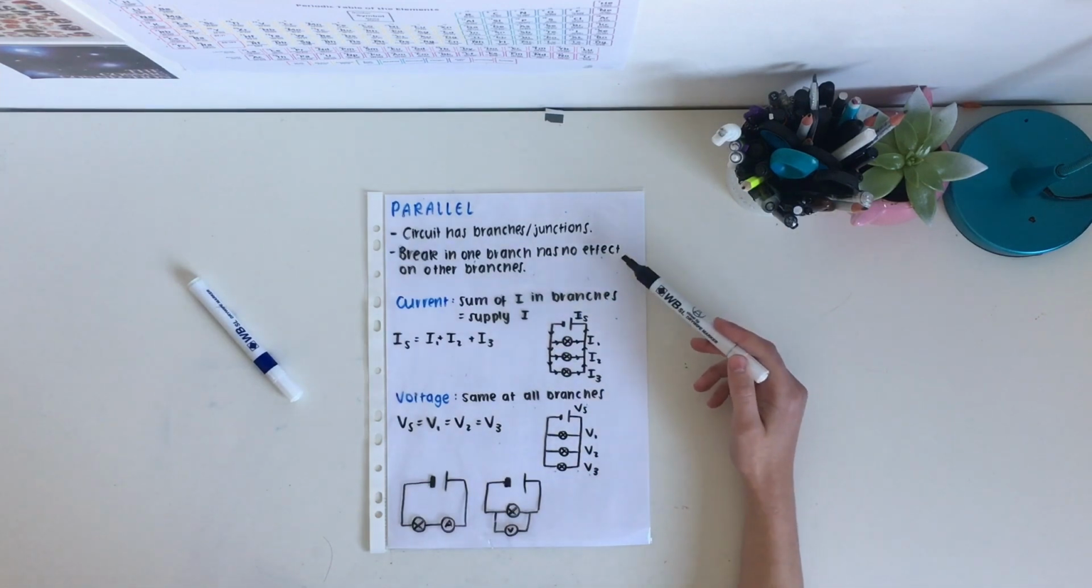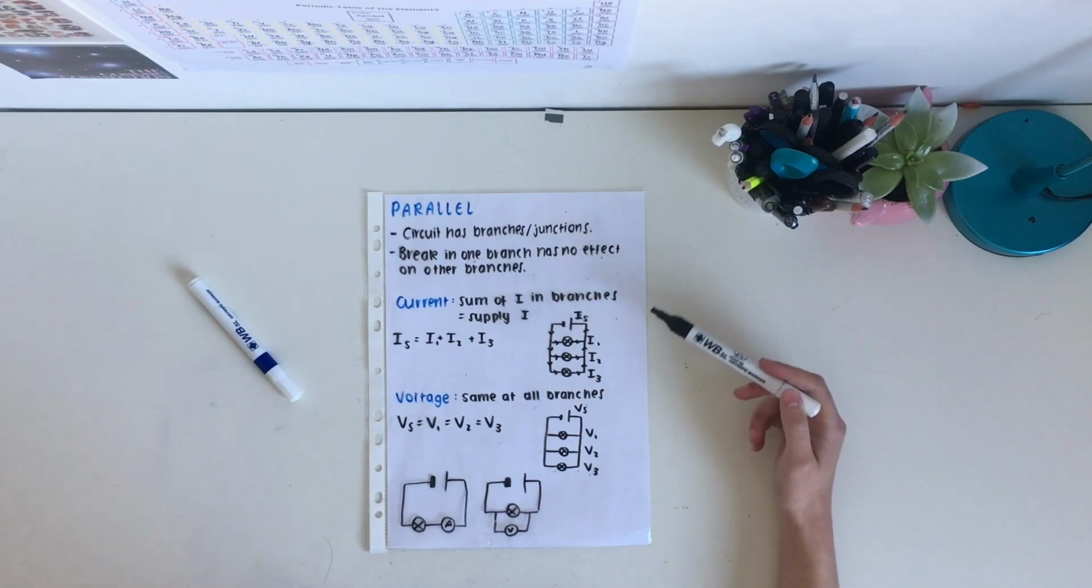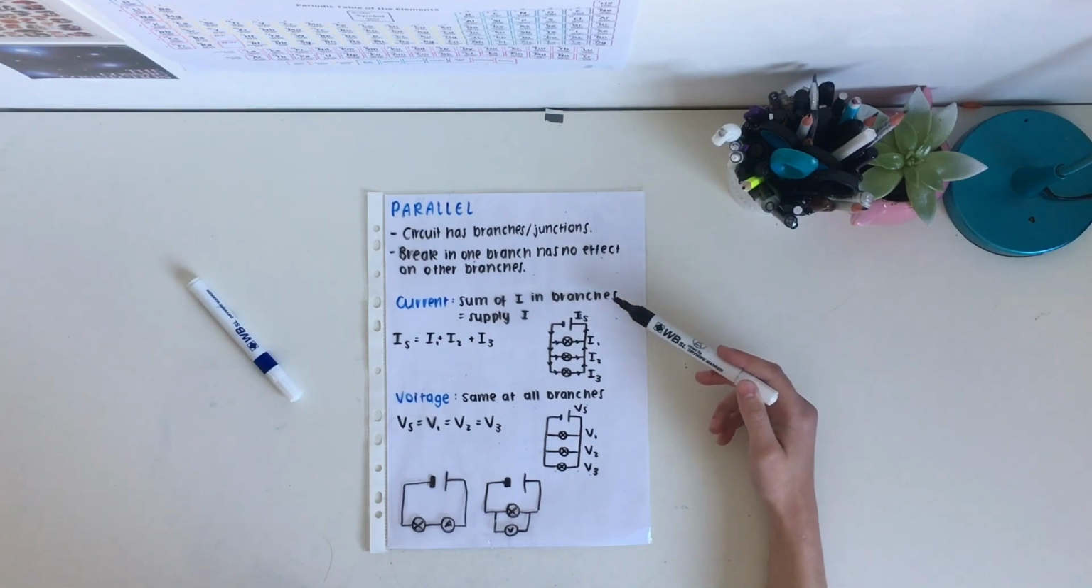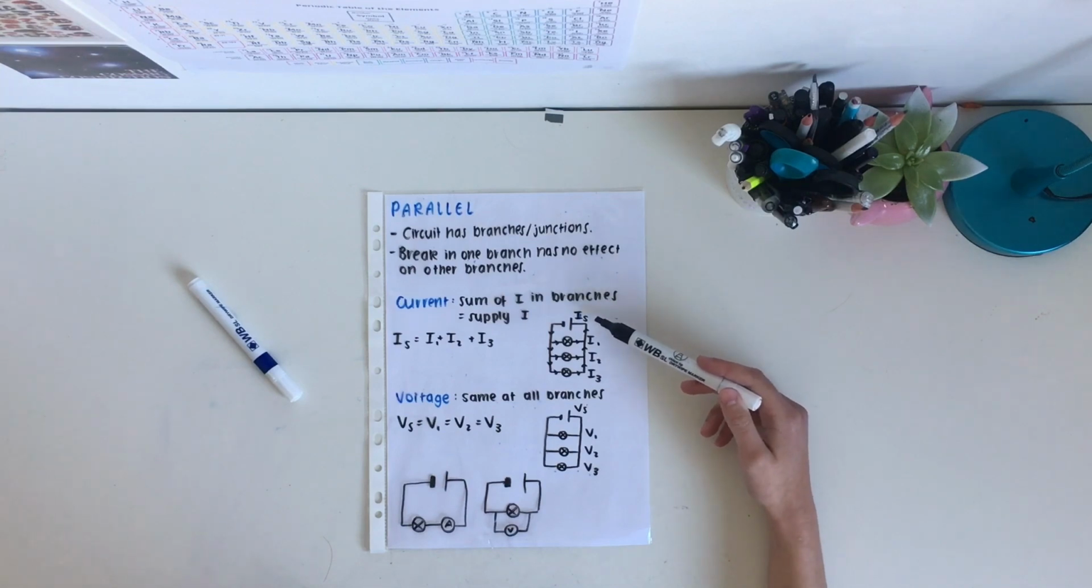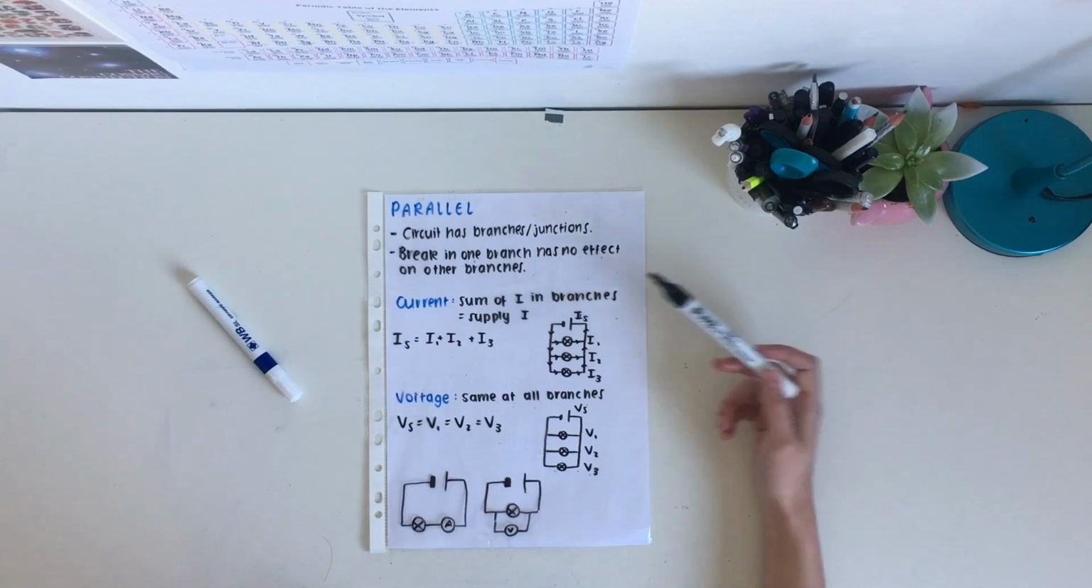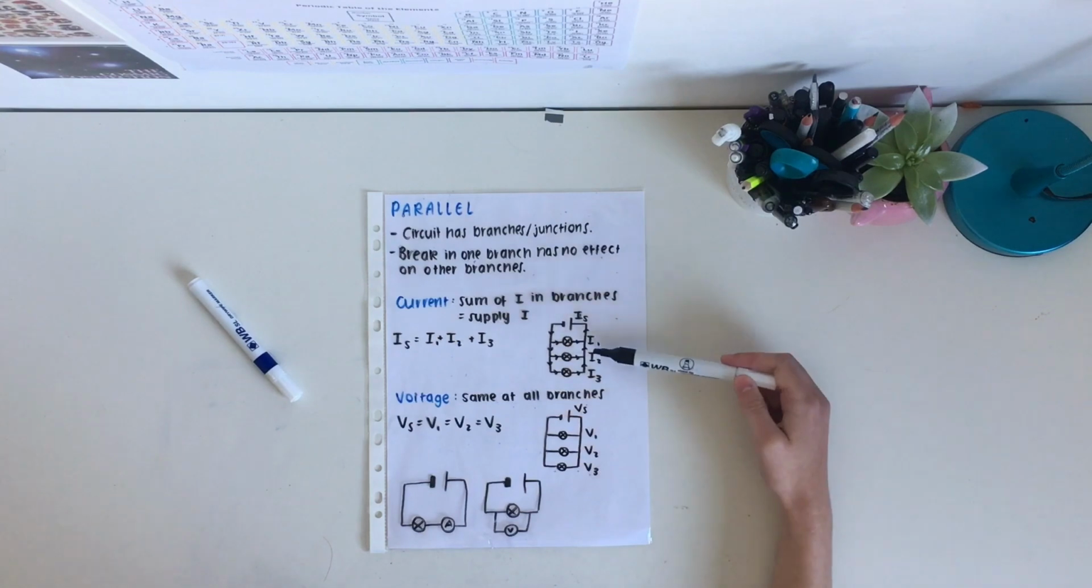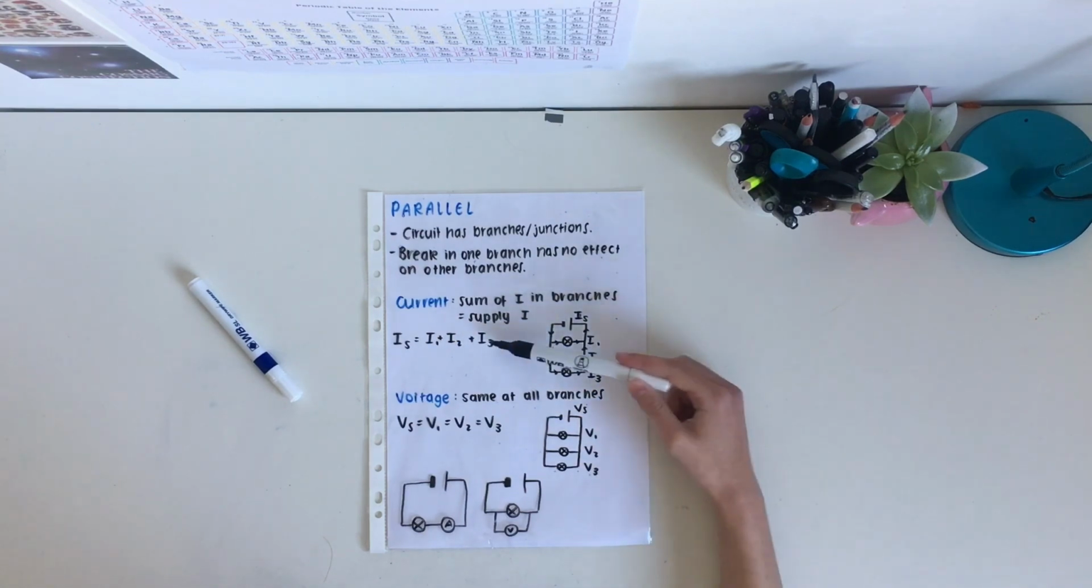A parallel circuit contains branches and junctions, and breaking one branch will have no effect on the other branches. They are independent of each other. Current in a parallel circuit: the supply current is equal to the sum of the current in the branches. Supply current is equal to I1, I2, and I3.